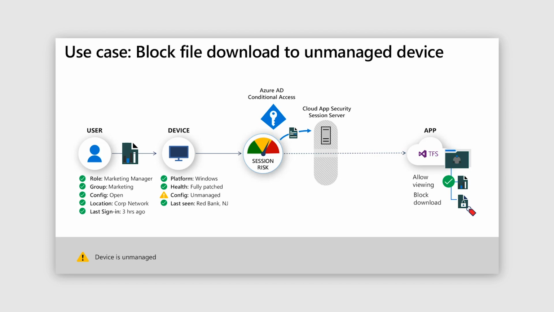So in this case, multi-factor authentication is great, but we actually want to apply additional controls. After going through conditional access, we're going to send this session to Cloud App Security, and we're going to proxy every single request between the user and the application. We will let them view all of the various files so that they can continue to be productive, continue to make code changes in the browser, for example. But when they try to download a file onto this unmanaged device, then we'll block that download.